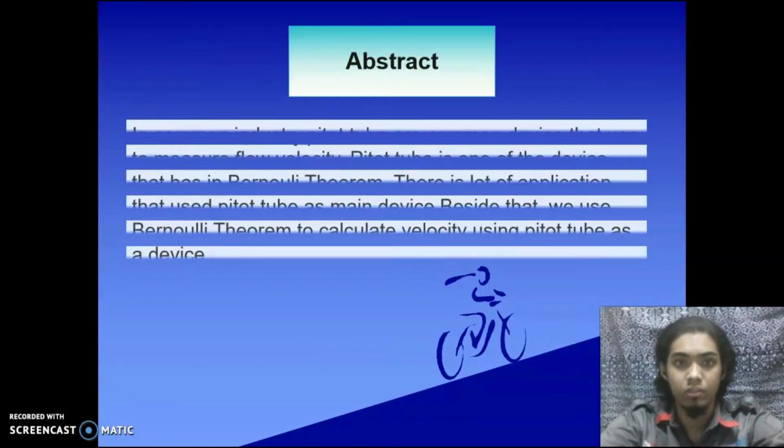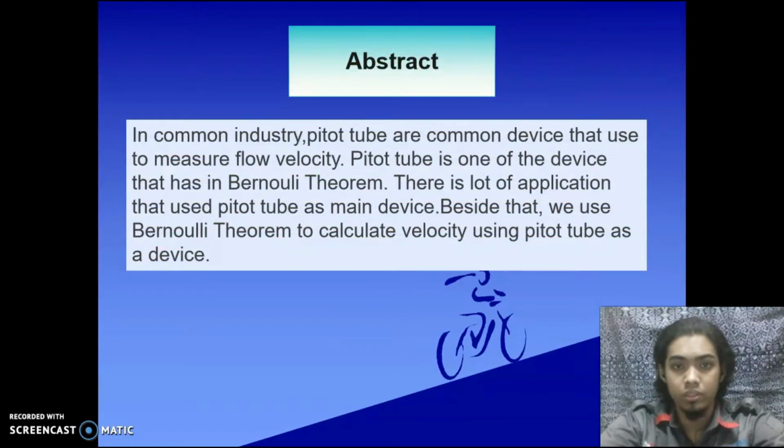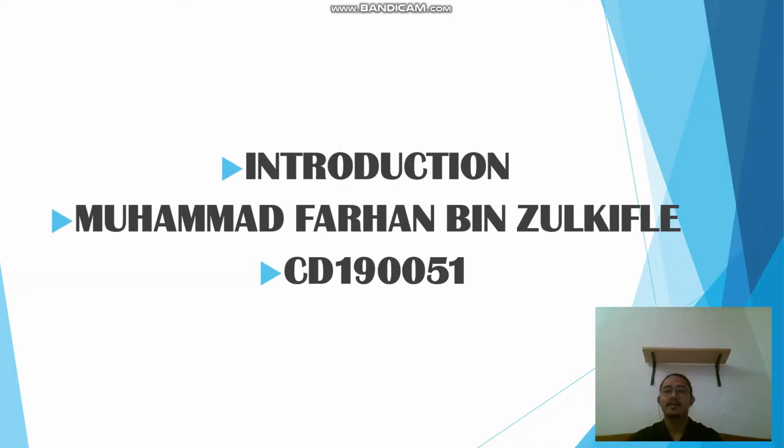For the abstract, in common industry, the pitot tube is a common device used to measure flow velocity. The pitot tube is one of the devices that applies the Bernoulli theorem. There are a lot of applications that use the pitot tube as the main device. Besides that, we use the Bernoulli theorem to calculate velocity using the pitot tube as a device.